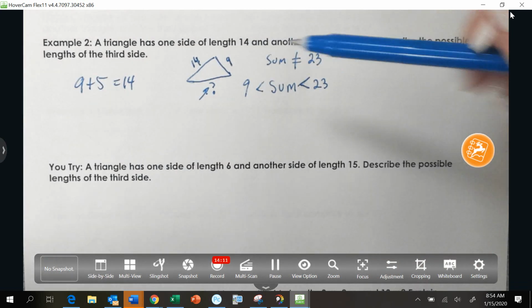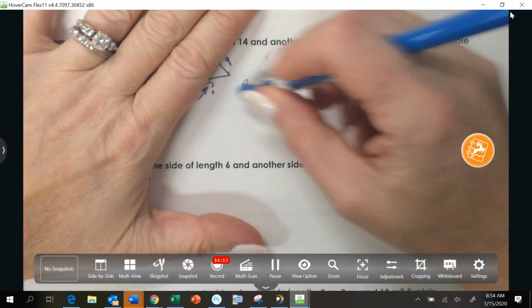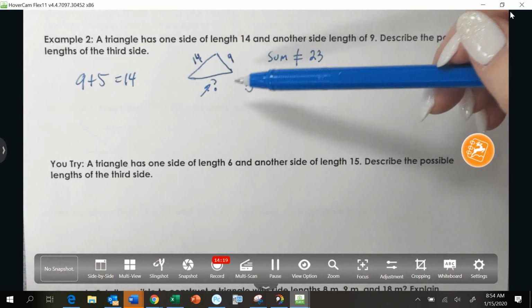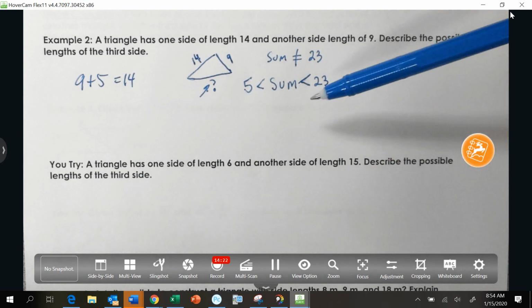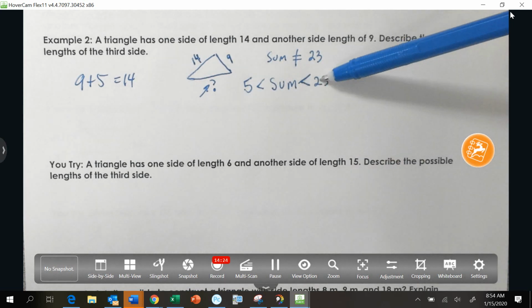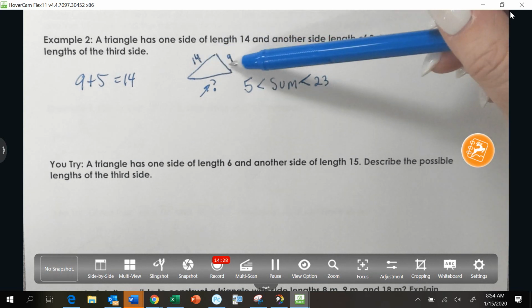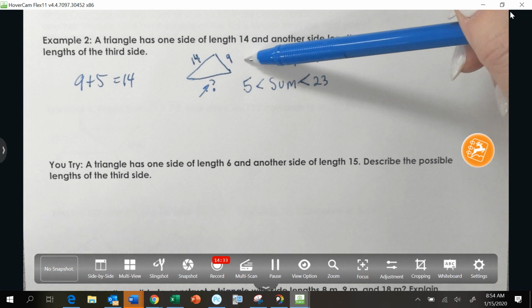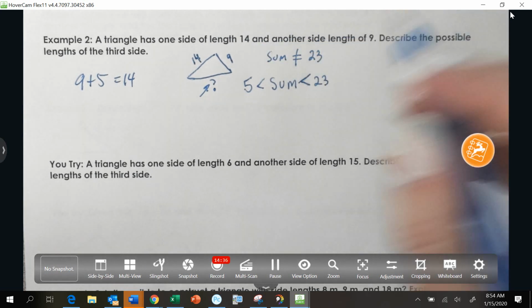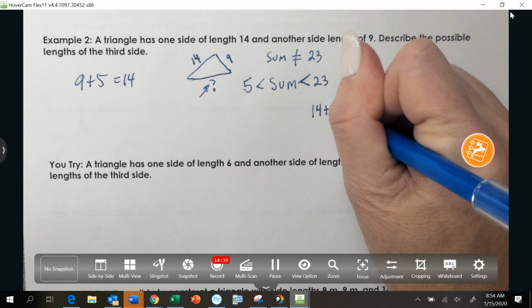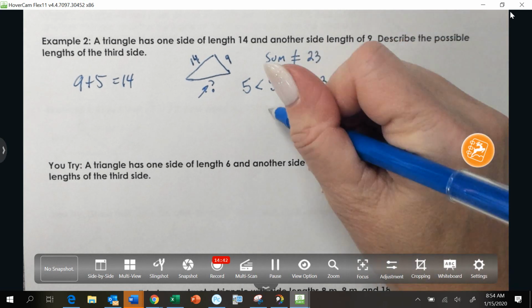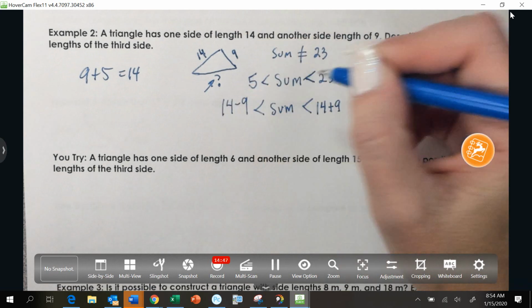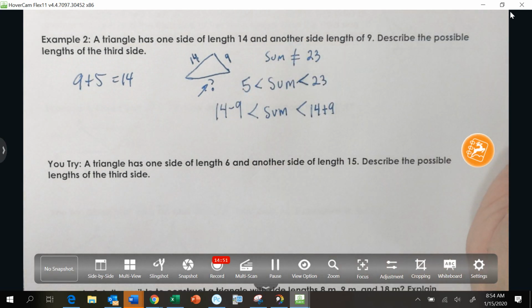So my third side is going to be in between 5 and 23. Is there a way that I could get the number 23 and the number 5 from these two numbers? If I add the two numbers together, I get the biggest number. And if I subtract the two numbers, I get the smallest number. Guess what? This is going to work every time.